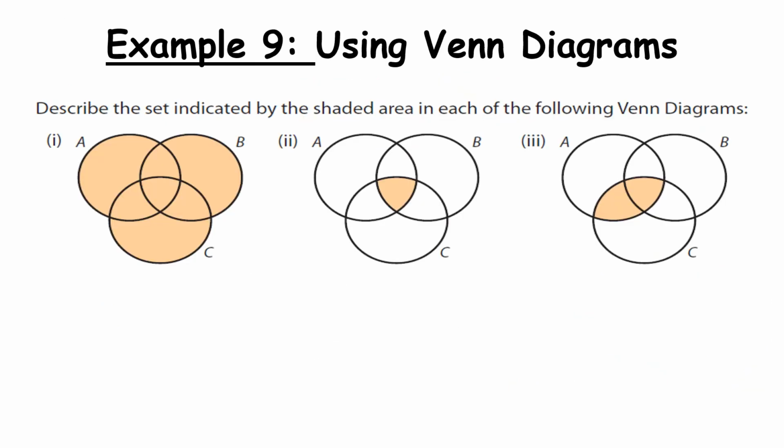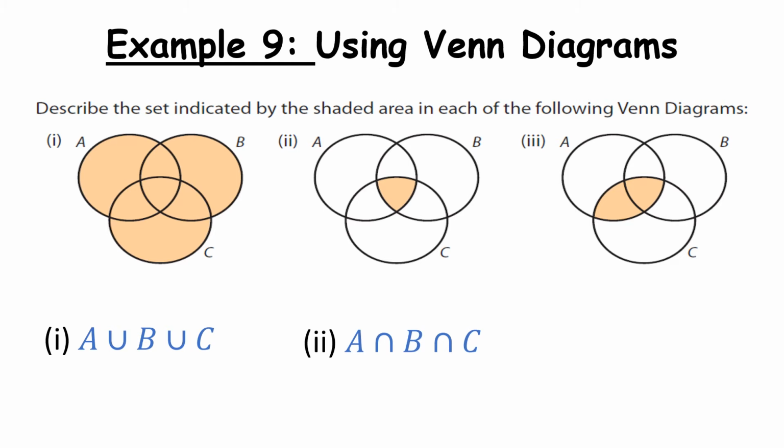So example 9. Describe the sets indicated by the shaded area in each of the following Venn diagrams. So in part I, all of A, all of B, and all of C are shaded. So this is A union B union C. In part II, it's the intersection of all 3 sets, meaning it is A intersection B intersection C.